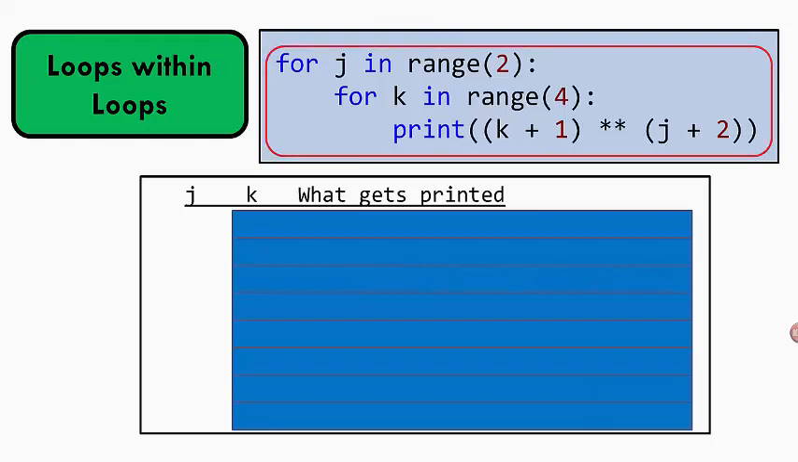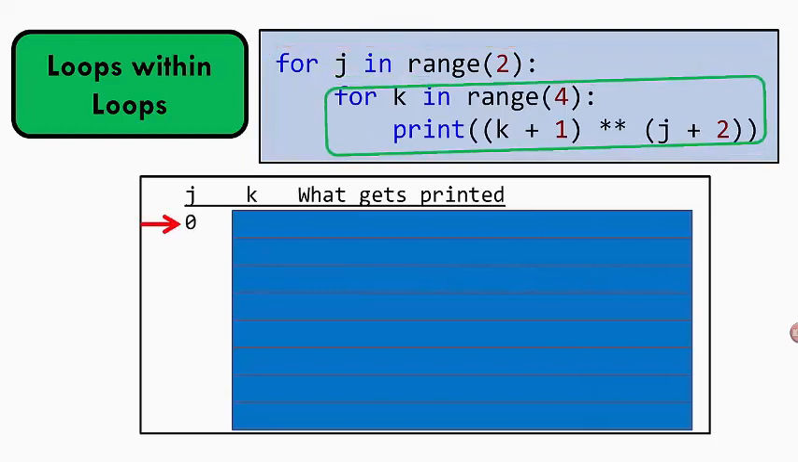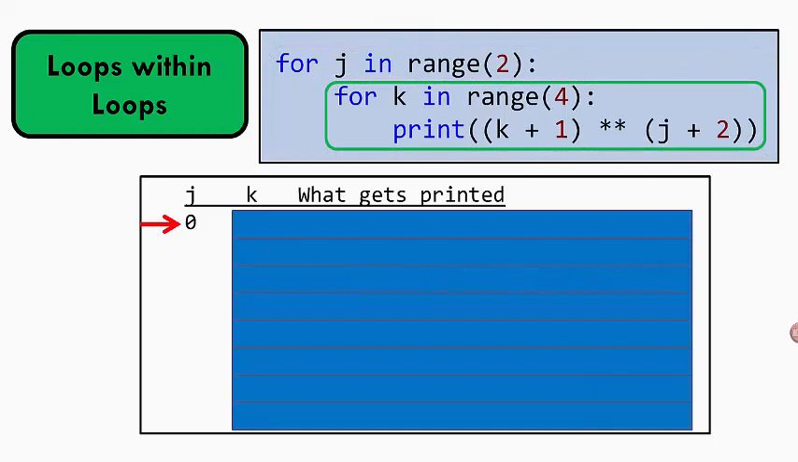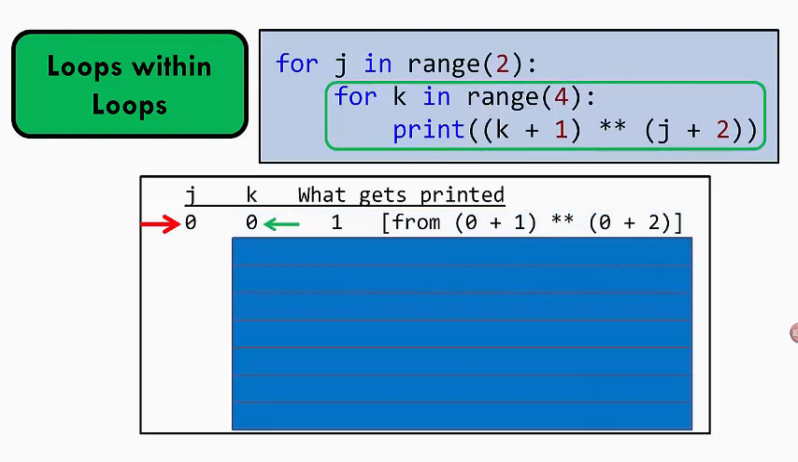The first thing is that we hit that outer j loop, and as always, it says j goes in range 2, so j is going to go 2 times, and it's going to start as 0. So there it is, j is 0. We then enter the k loop, and k is going to go in range 4, so k will go 4 times, and we'll start at 0. So there it is, starting at 0, and we use j equals 0 and k equals 0 in that print statement to print whatever that expression evaluates to.